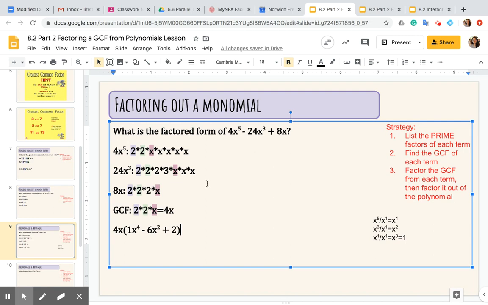So as I mentioned before, when you take out a GCF, it's like the opposite of the distributive property. We went from something that had no parentheses to something that had a term on the outside of a set of parentheses.